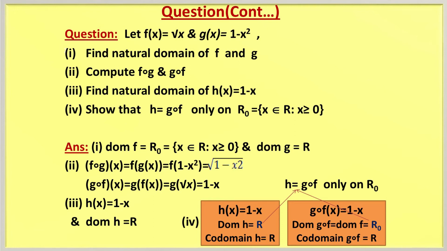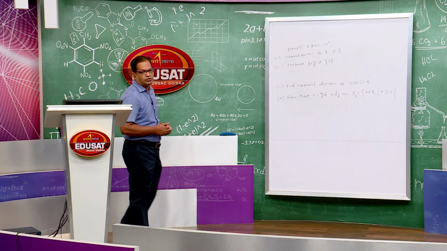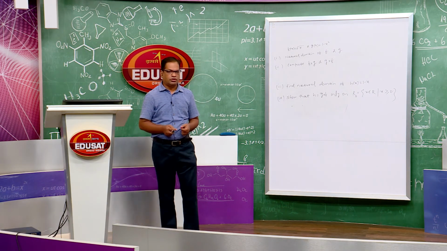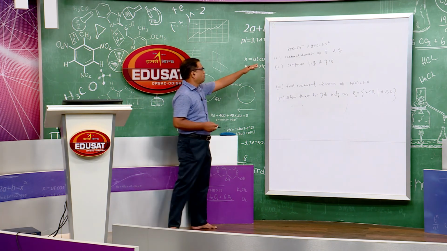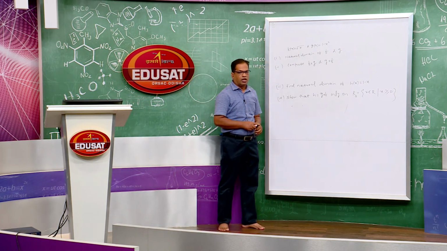So, the natural domain may be R or may be any subset of R. Second bit, compute F composition G and G composition F. Third bit, find natural domain of H x is equal to 1 minus x. Fourth bit, so that H is equal to G composition F only on R 0. What is R 0? Set of non-negative real numbers, that is, real numbers greater than or equal to 0. We discuss one by one on the blackboard. So, given f x is equal to root x, g x is equal to 1 minus x square.